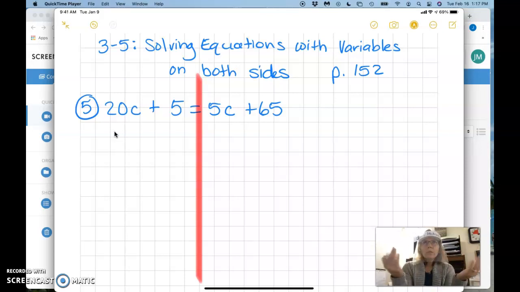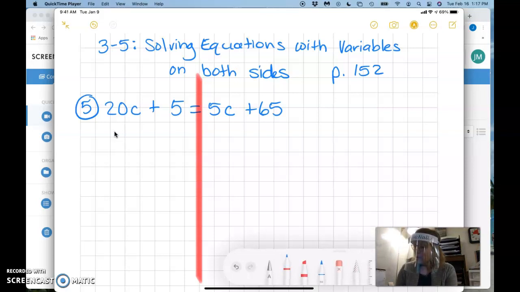And it doesn't matter which side you put the variable on. Put it on the left, you can put it on the right. Some people always like to keep it on the left, which is fine. That's a good pattern and routine to be in. So if you want to keep them on the left, keep them on the left. But if you don't care, you can move them either way.